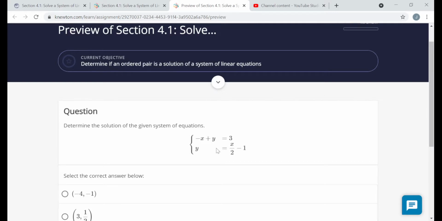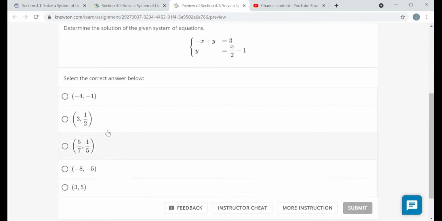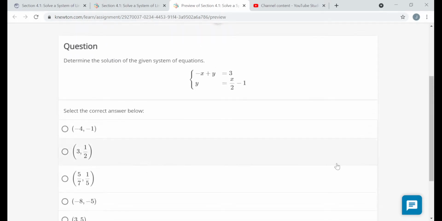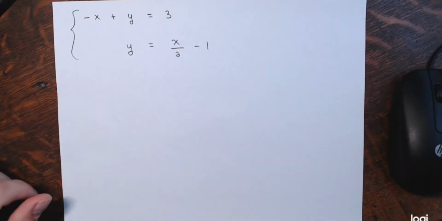Alright, so I'm going to write this out, and then we're going to test every single one of these to see, until we get a solution, right? It says select the correct answer below, so only one of these should work. Okay, so this is the system of equations we're given.